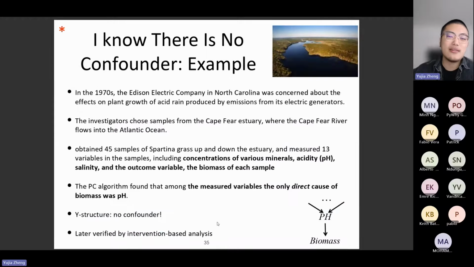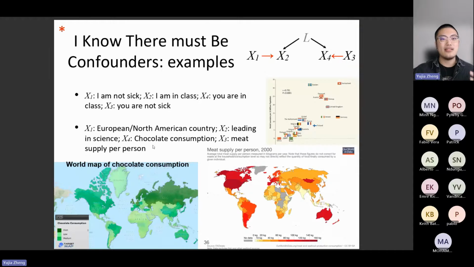And in addition, there are some real world examples that I know have no confounder. I will skip the details, but the conclusion is that the PC algorithm found that among the measured variables, the only direct cause of biomass was pH. So we have seen that in some real world cases, we can see that there exist no confounders based only on observational data. And similarly, there are some cases where there must be some confounders.